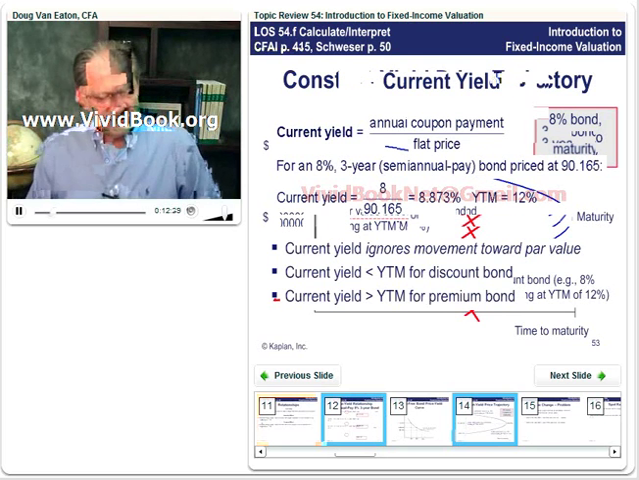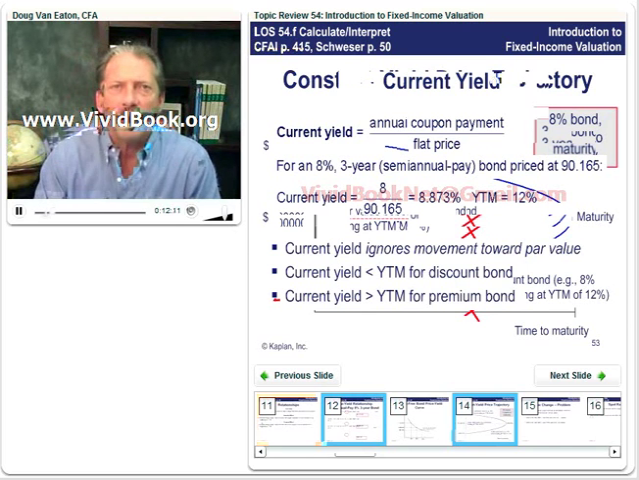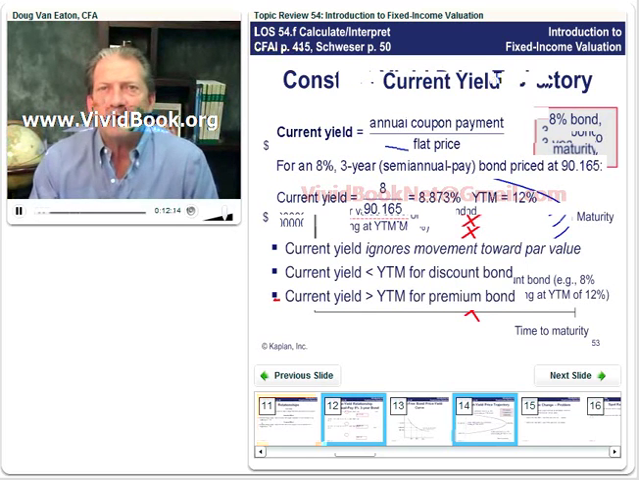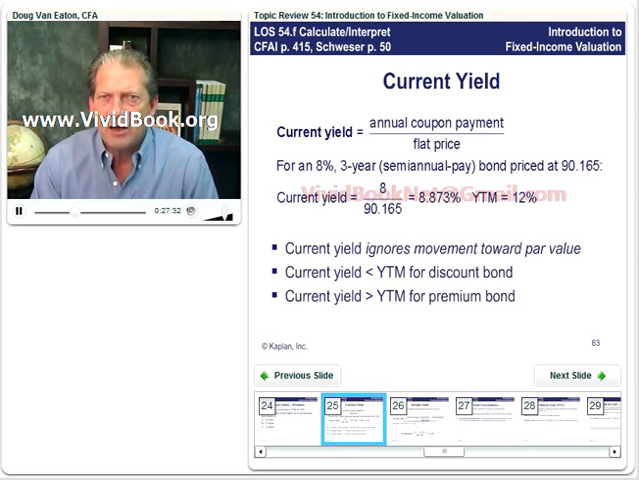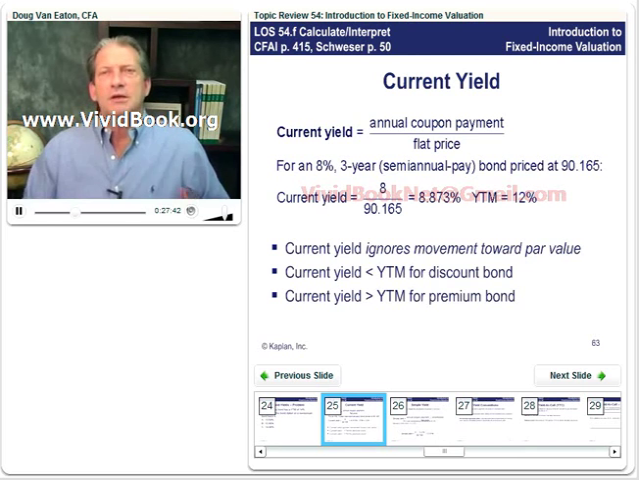Well, let's define some more yields here. We haven't got quite enough of them yet. Current yield: annual coupon payment over the flat price. For an 8% 3-year semi-annual pay bond priced at 90.165, that current yield is 8.873%. That's the annual coupon over the price. Yield to maturity is 12% here. Remember, that was because of the price 90.165, or vice versa.